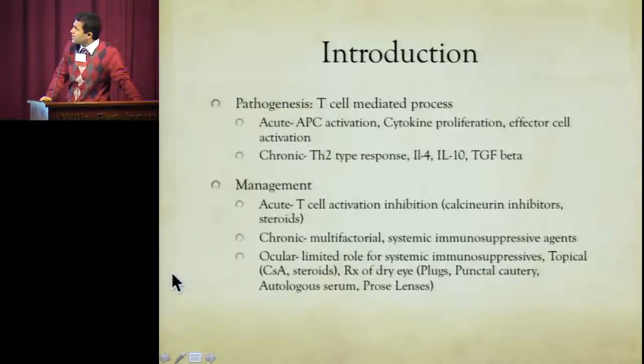fibrotic process. The management, for both acute and chronic, is based on inhibiting T-cell activation. So calcineurin inhibitors, CellCept, tacrolimus, and cyclosporin, along with steroids, are the mainstay of treatment. Ocular GVHD has a limited role for systemic immunosuppressives, relying more on topical cyclosporin and ancillary treatment with plugs and cautery to stabilize the ocular surface.